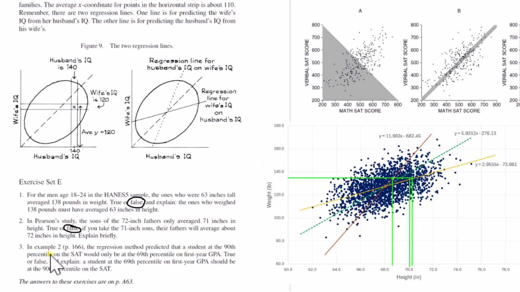Okay, in example 2, in a previous section, the regression method predicted that a student at the 90th percentile on the SAT would only be at the 69th percentile on first-year GPA. True or false? A student at the 69th percentile on the first-year GPA should be at the 90th percentile on the SAT. Okay, well, we know where this percentile phenomenon comes from in relation to football-shaped clouds.